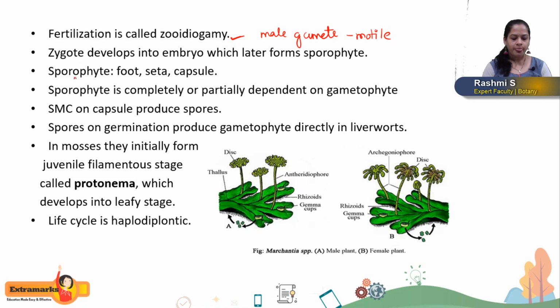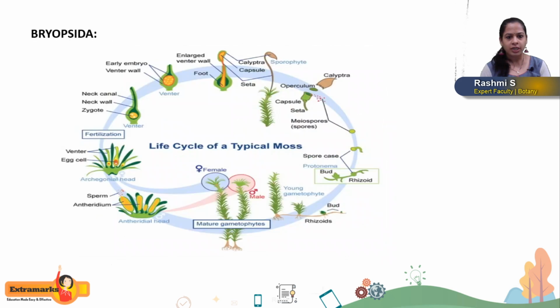After fertilization, the zygote develops into an embryo. I told you these are the first plants to bear the embryo, therefore they are the first embryophytes. The embryo later develops into a sporophyte. The sporophyte is differentiated into foot, seta and capsule. So I'll show you a picture of how the sporophyte looks.